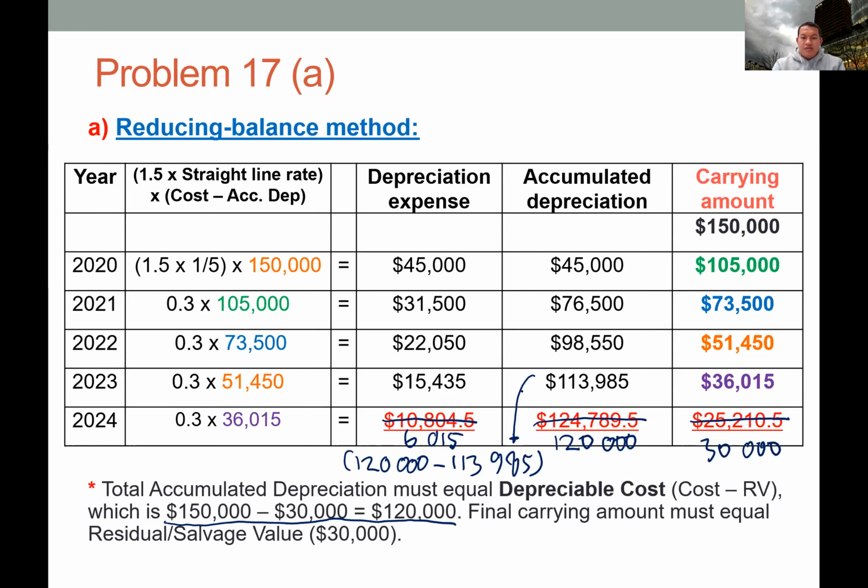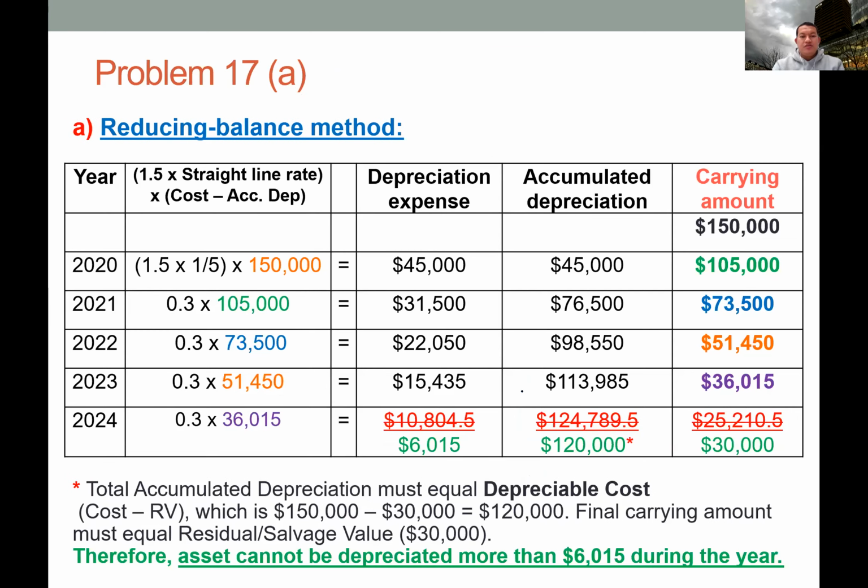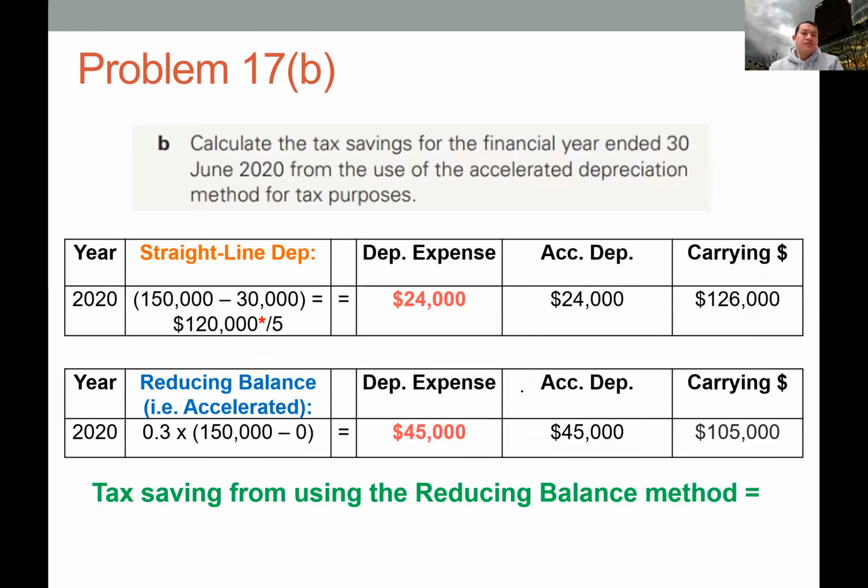Okay, so let's move to the next one. We have already discussed this. Next, we have to calculate the tax savings of this company, because this company uses the straight line method for financial reporting purposes, so they will report 24,000 of depreciation expense, but the company uses the reducing balance method for tax purposes, so it reports 45,000 of depreciation expense in the tax return.